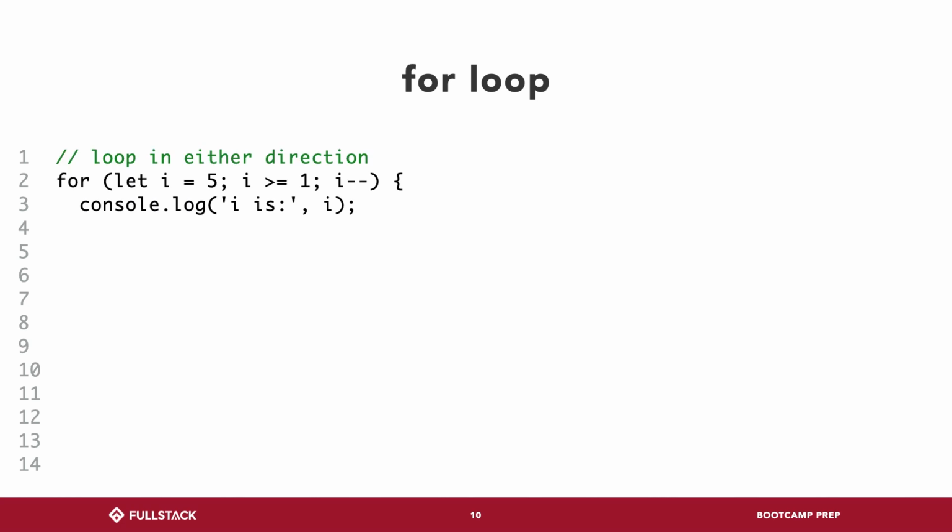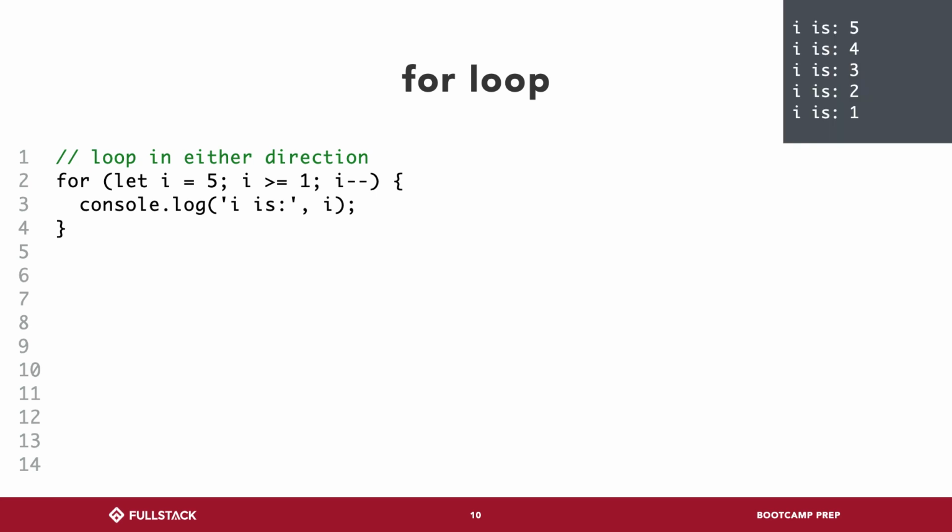So, you can loop in either direction. You could say let I equal 5, I is greater than or equal to 1, and I minus minus. So we get I is 5, 4, 3, 2, 1. Does anyone disagree with this? Does anyone think that this is wrong? It isn't. You can do this, okay?